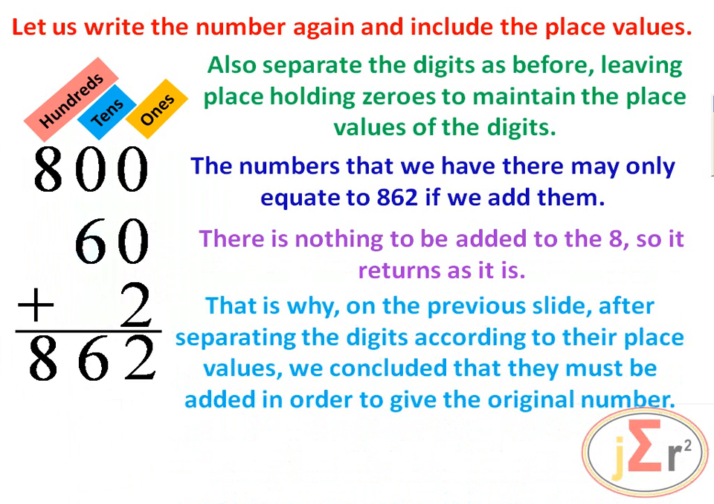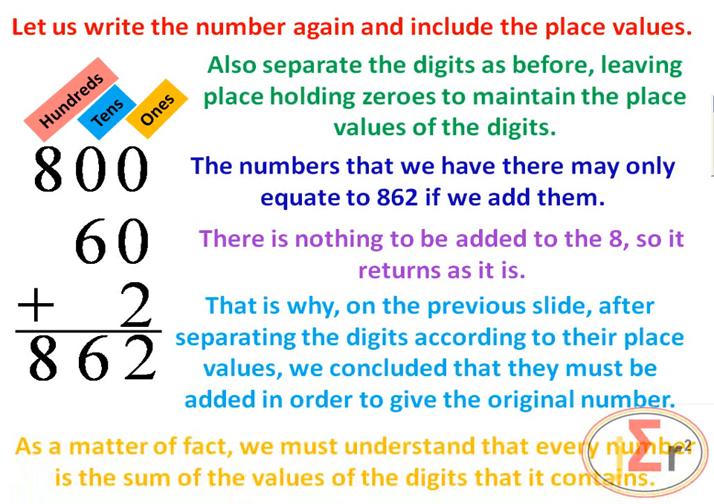That is why on the previous slide, after separating the digits according to their place values, we concluded that they must be added in order to give the original number. Is that right? Yes. As a matter of fact, we must understand that every number is the sum of the values of the digits that it contains. And that is what the problem is there to reinforce: when we have a particular number like 862, 862 is the sum of 8 hundreds, 6 tens, and 2 ones. And all of those have to be added together in order to give 862.